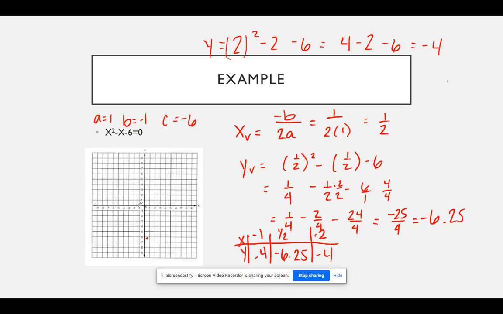So at negative 1, I have a point at negative 4. And at positive 2, I have a point at negative 4. And then I would go ahead and connect my graph. And I'm looking for where that graph crosses the x-axis. My graph crosses the x-axis at 3 and -2. So that tells me the solutions to this equation are x equals -2 and x equals +3. Again, because those are the x-intercepts here.